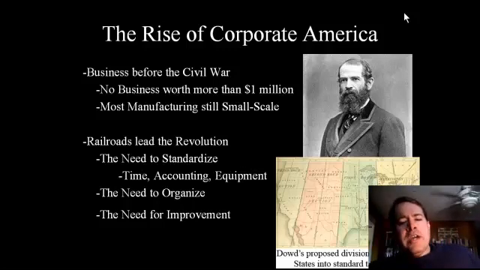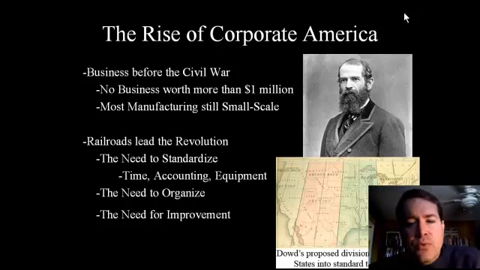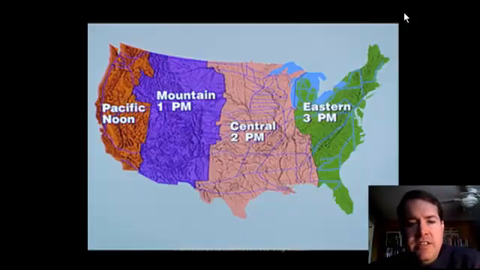So you need to organize time. You need to standardize it. And it is the railroads who will divide the country up into four time zones and standardize the time within those zones. Originally they wanted to divide it up into eight zones, but they simplified it to this. This is of course the time zones that we work under today. And within these time zones there is a standard time.